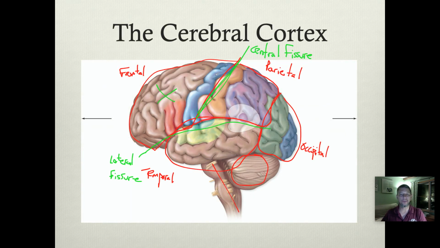Back to this picture, see the blue stripe here? This is the motor cortex. All right, so this is the motor cortex. Okay, and that's responsible for sending information out.